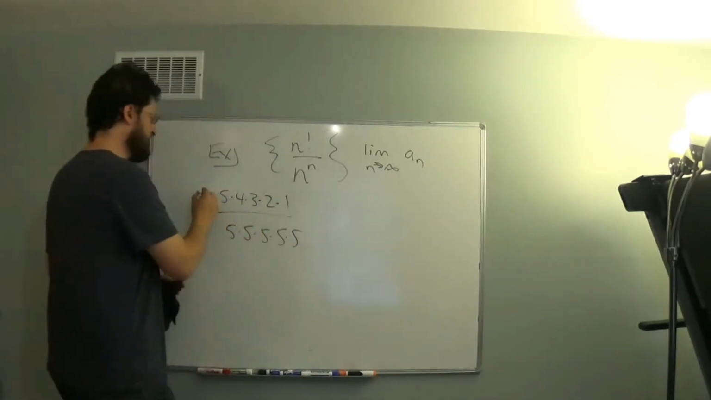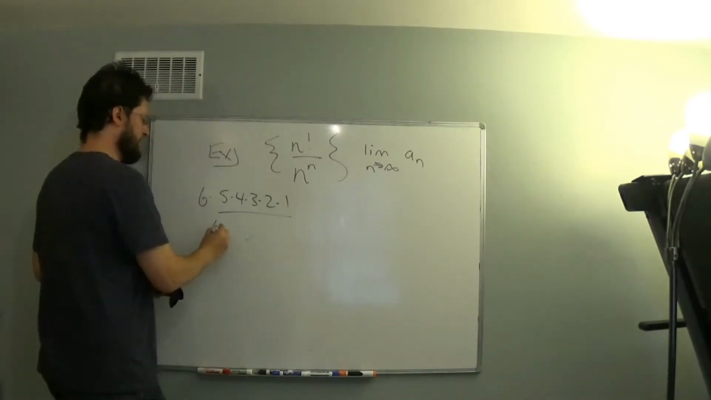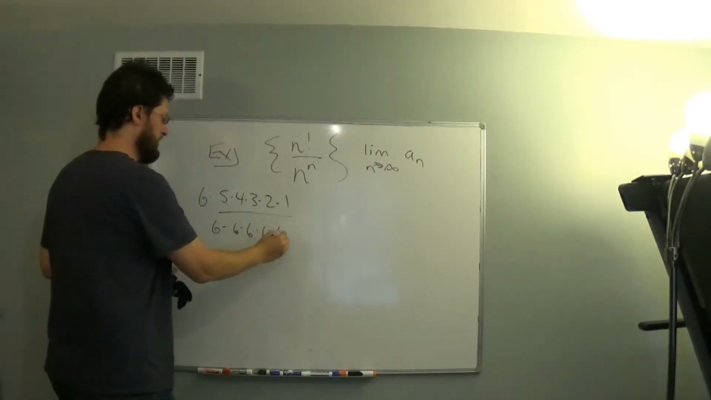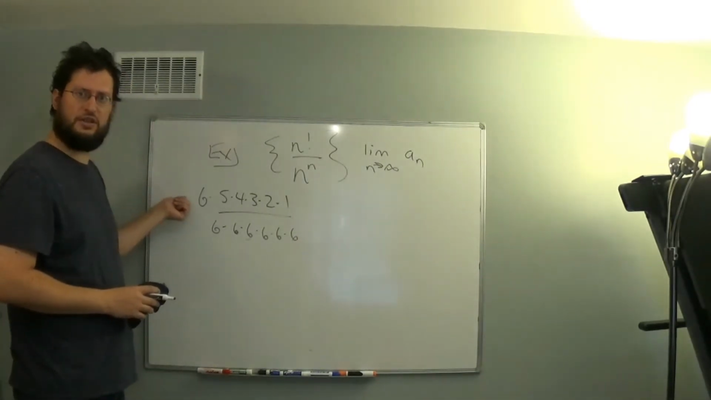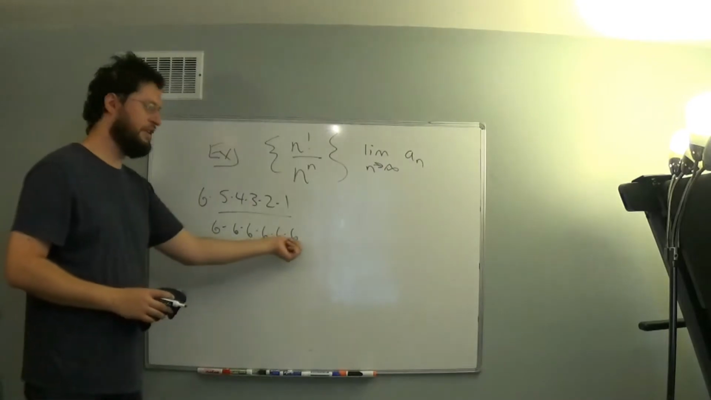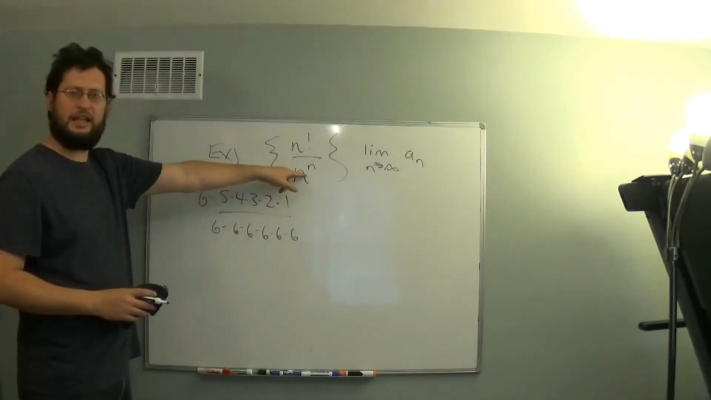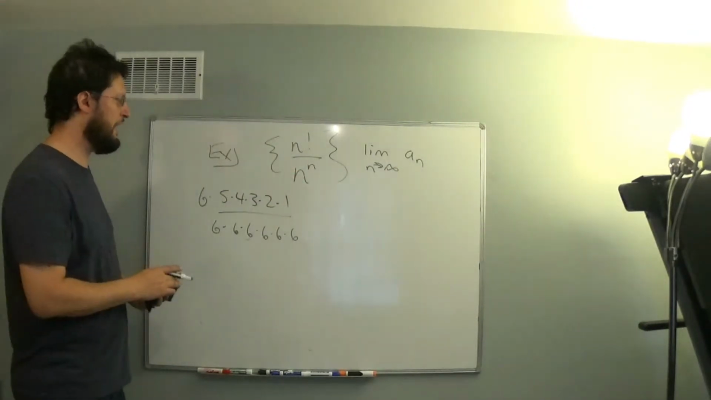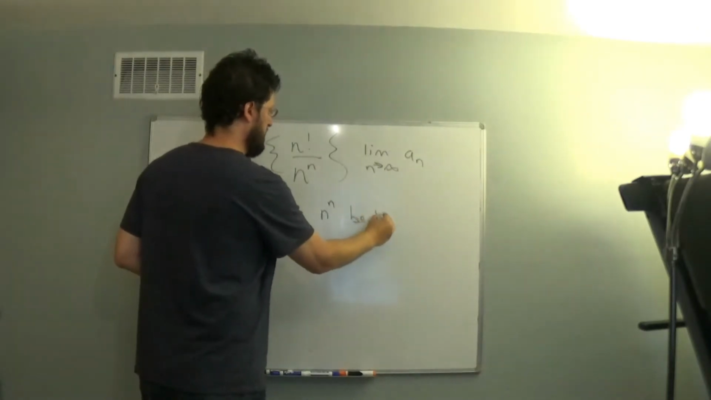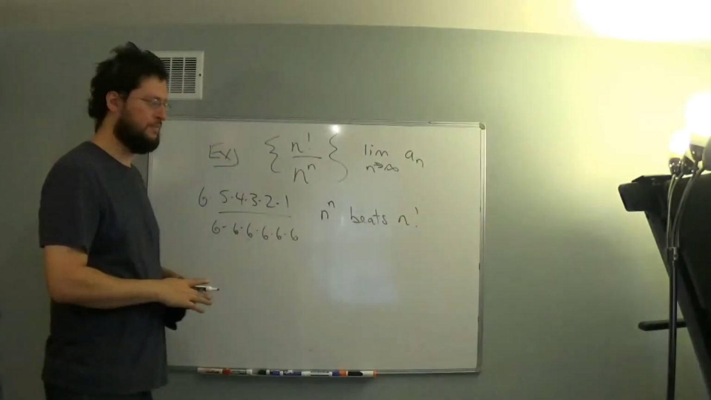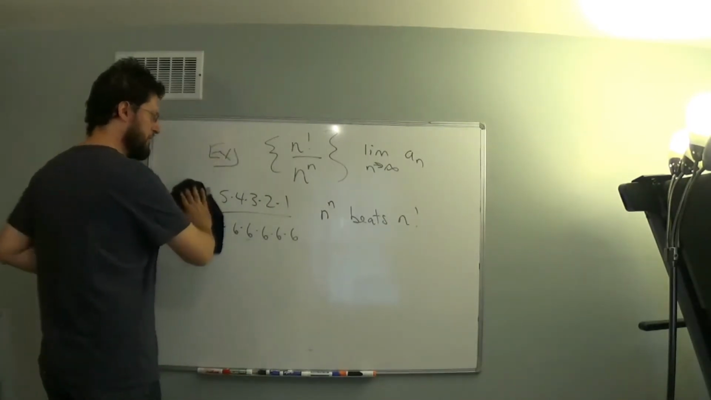If I added a 6 instead, and 6 times 6 times 6 times 6 times 6 times 6, the denominator definitely looks bigger. Each of these things have 6 terms. The problem is these are all 6's, and these go all the way down to 1. So n to the n is actually stronger than n factorial. And so n to the n beats n factorial.